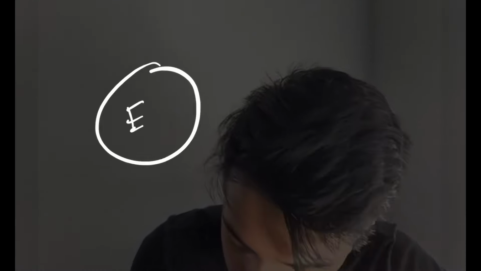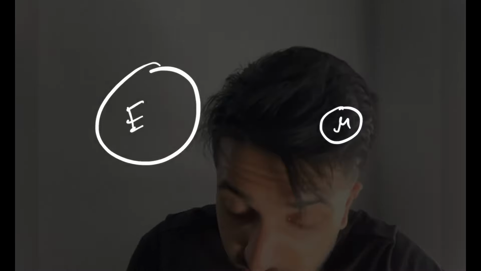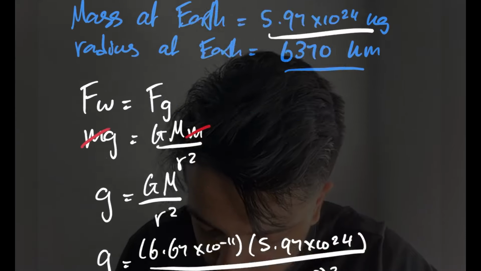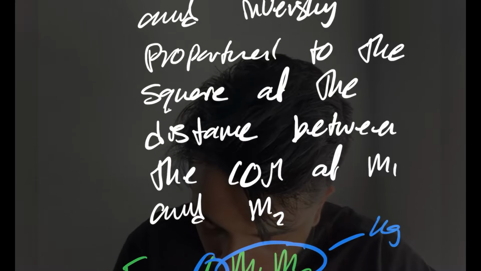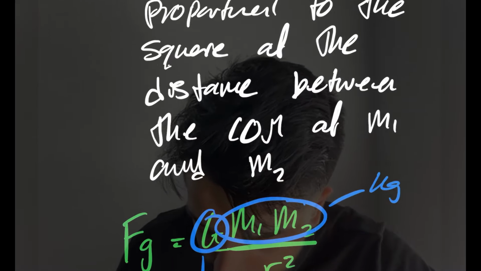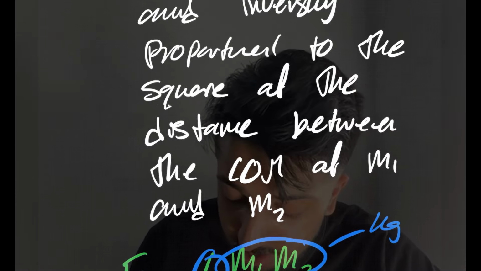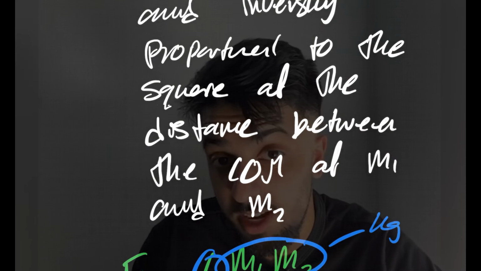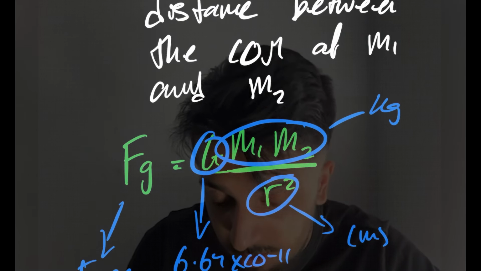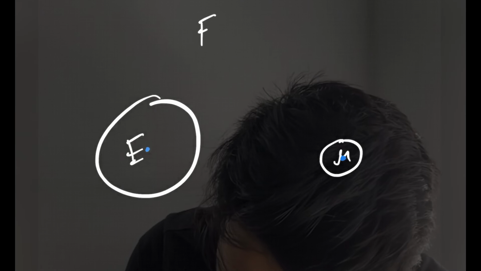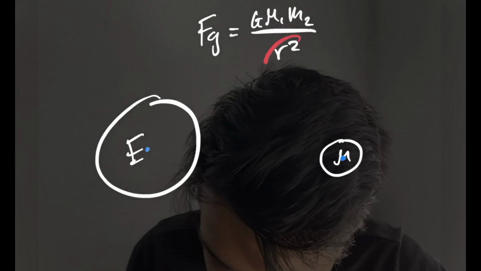Okay, so now we'll be moving on to a situation where we have the Earth, call that E, and we have the moon, call that M, and this blue dot on both the Earth and the moon is where the center of mass is located. Now, if we look back at our definition, we know that the Fg is inversely proportional to the distance between the centers of mass of the two masses, right? That's that r squared.